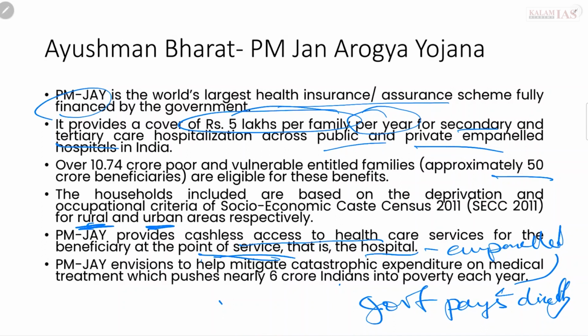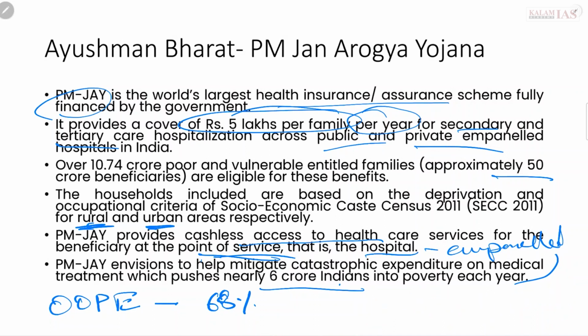The PMJ envisions to help mitigate catastrophic expenditure on medical treatment, which pushes 6 crore Indians into poverty each year. The out-of-pocket expenditure was 68% earlier in India. After the PMJ, it has come down to 48%. So a lot of savings have happened for the poor families in India. Okay.